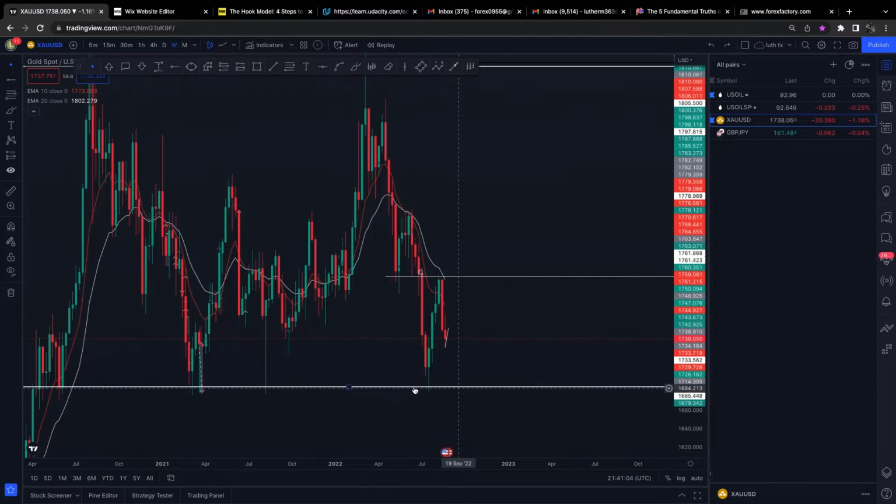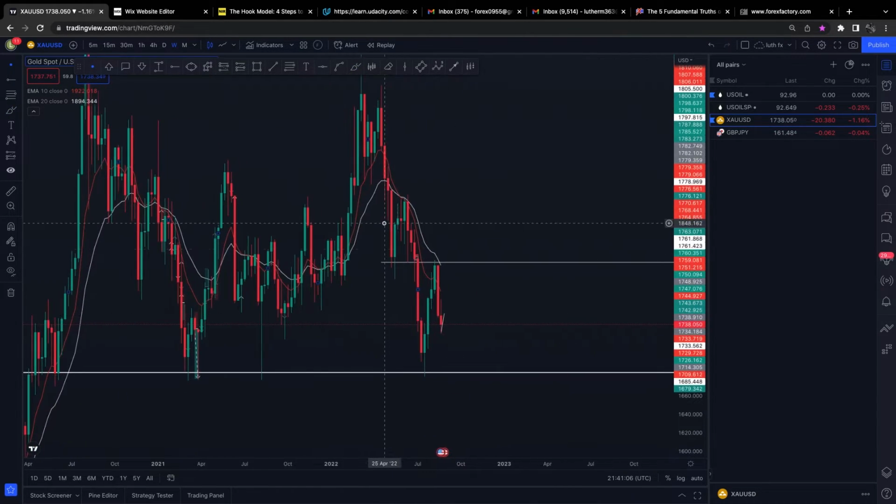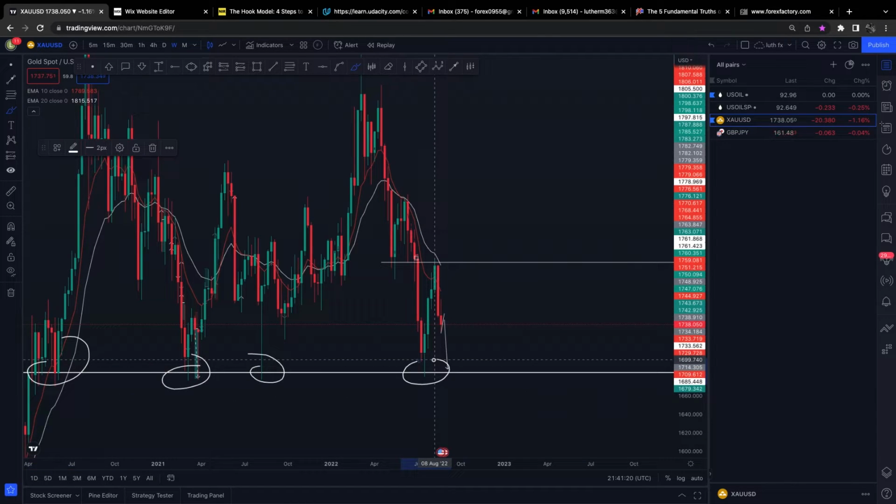If not for anything at all, I'm expecting price to further push to this low, because this low is also a very strong zone that price has been rejecting on several occasions. So on gold, I'm expecting price to at least move to the low here before any further continuation to the upside. The price action on gold is really, really interesting.